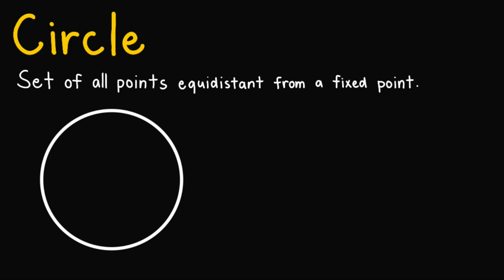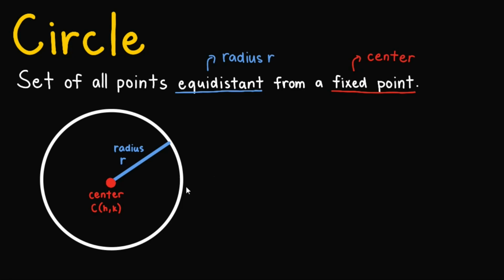Take note that when we say equidistant, we're talking about the distance here, which is the radius, which is this one. So this is the distance that we are talking about in this definition out here. Moreover, when we say fixed point, we refer to the center of the circle, which is given by this one. Center. Let's denote it with this point C, with coordinates h and k.